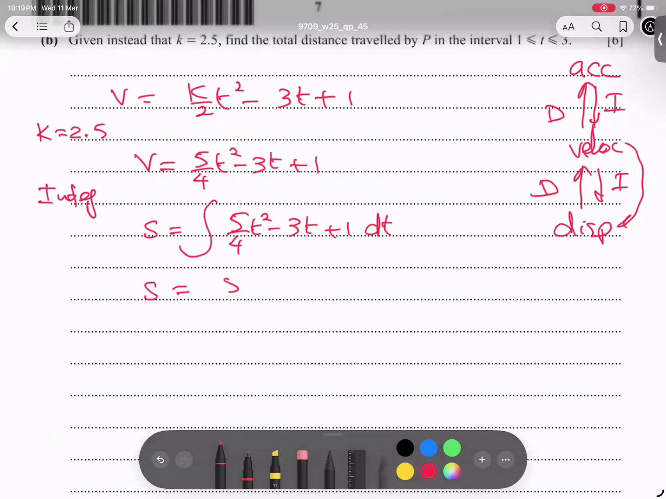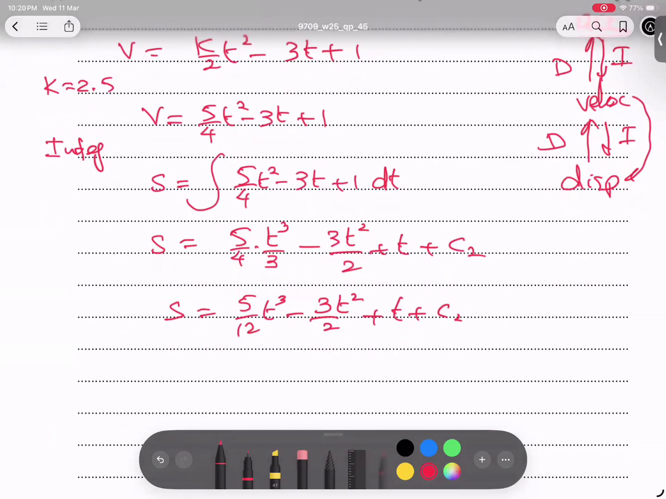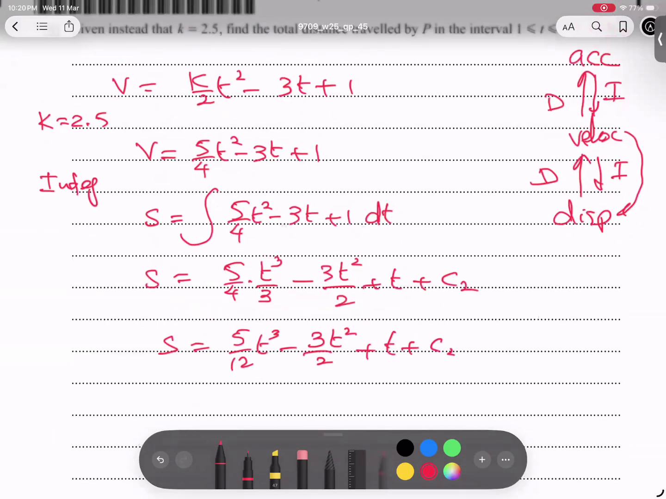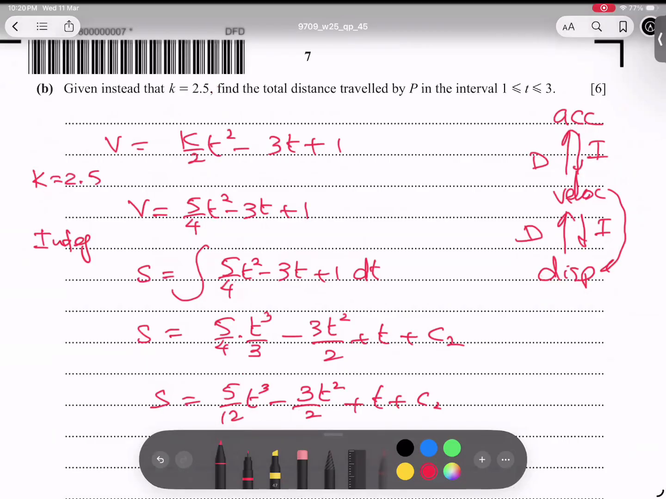And if I integrate, increase the power by 1, so t square becomes power 3, divided by 3. And the next, increase the power by 1 and divide by the same, and plus t plus c2. So if you look carefully, students, I'm getting here 5/12 t cube minus 3t square by 2 plus t plus c2. Now, students, we have to find out the c2. And common sense here, because I said before, it's not at rest at any position, so we can find it directly using limits. But here we have to just check it once again.